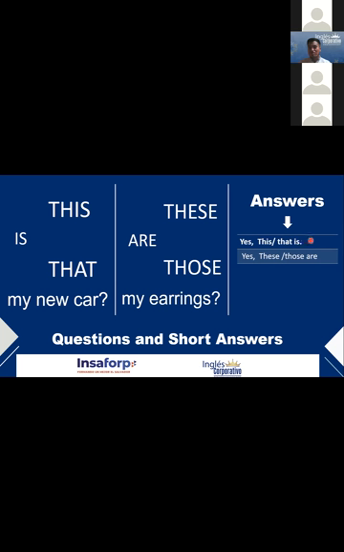¿Estos son singular o plural? Singular. Okay, singular. Okay, now, for the plural form, we can say, yes, these are. Yes, those are. Now, in the negative, how do I do it? I can say, no, these are not, or these aren't. Oh, no, that's my bad here. Let's see. Let me just double check here.